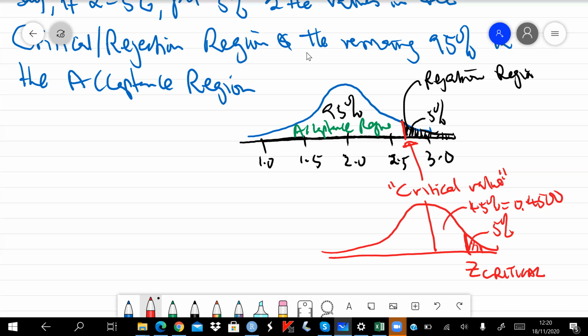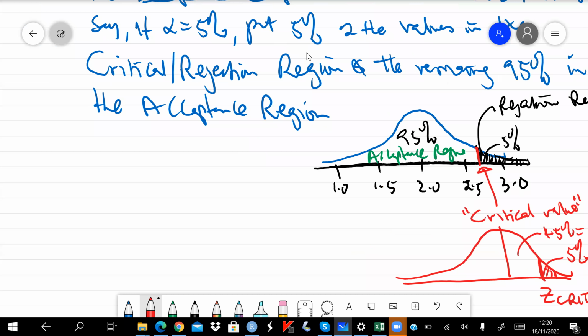So the border point, or the starting point of the acceptance region, is called the critical value, either Z or T or any other statistic. So that's the second thing. You divide the distribution into acceptance and rejection regions.